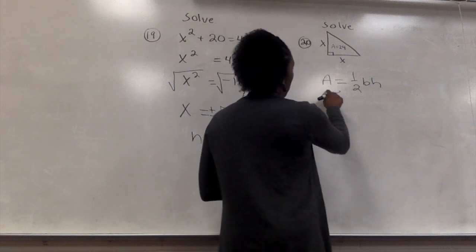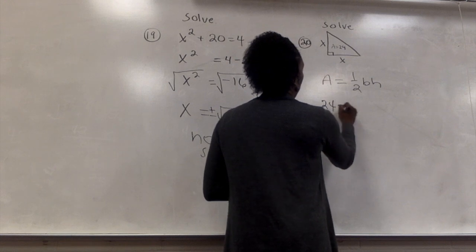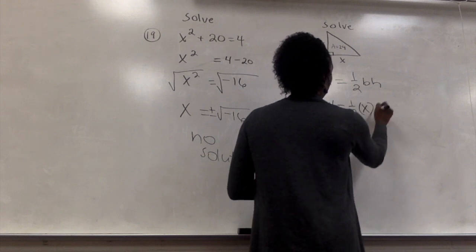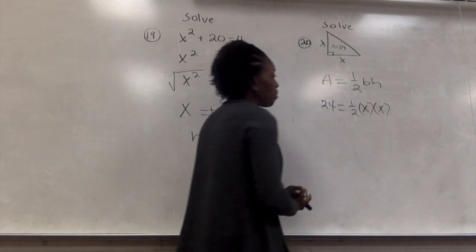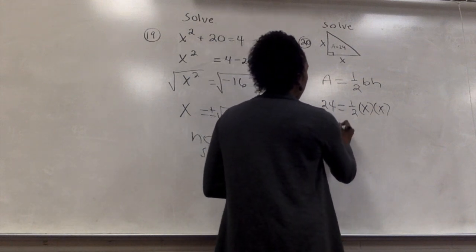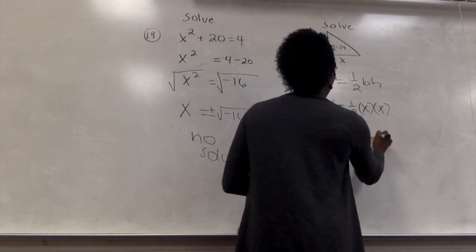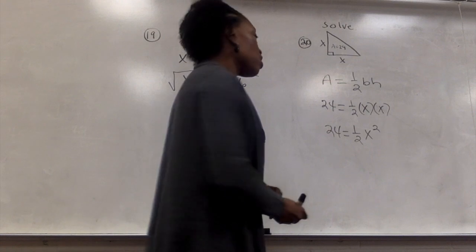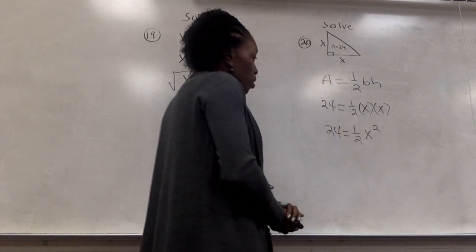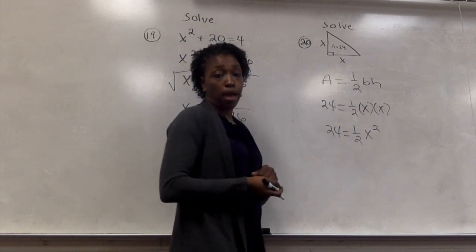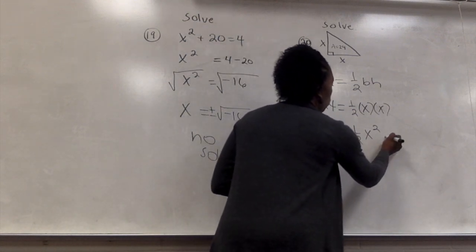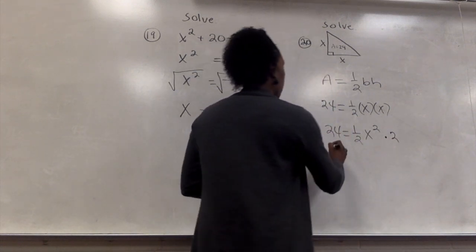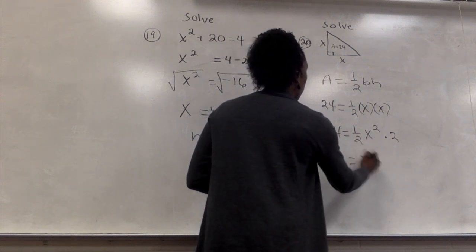So in place of the A here, I'm going to use 24 because that's my area. In place of the base, x, and the height, x. So I'm replacing now. I'm going to simplify. X times x gives me x squared. Now I'm trying to solve for x, so I must get rid of my 1/2. And remember, to get rid of 1/2, that's the same thing as multiplying by 2. So if I multiply by 2 on this side, I must multiply by 2 on the left side. So I end up with 48 is equal to x squared.